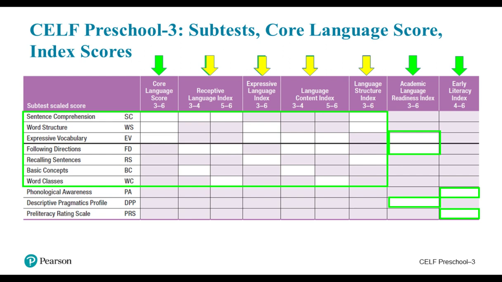If we look back at the core language score, you'll notice the 3 subtests that make up the core language score are sentence comprehension, word structure, and expressive vocabulary.